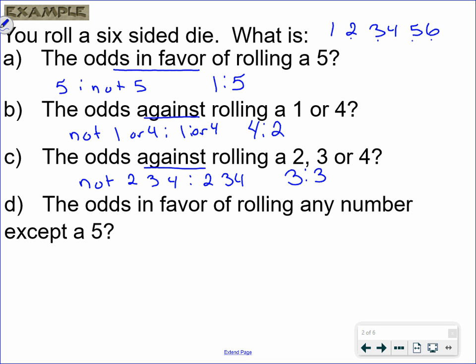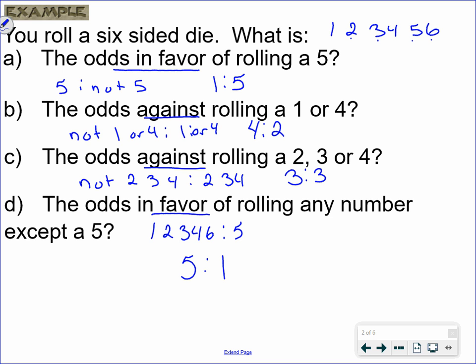And the last one, the odds in favor of rolling any number except a 5. So the odds in favor of that would be rolling a 1, 2, 3, 4, 6 compared to not rolling the 1, 2, 3, 4, 6, so compared to rolling a 5. So how many options are there for the first part? There are 5 options of rolling the 1, 2, 3, 4, and 6. Compared to that, just rolling a 5 would be 1.